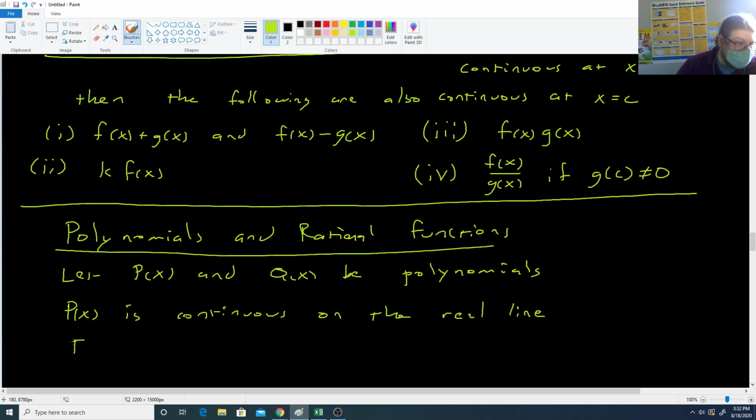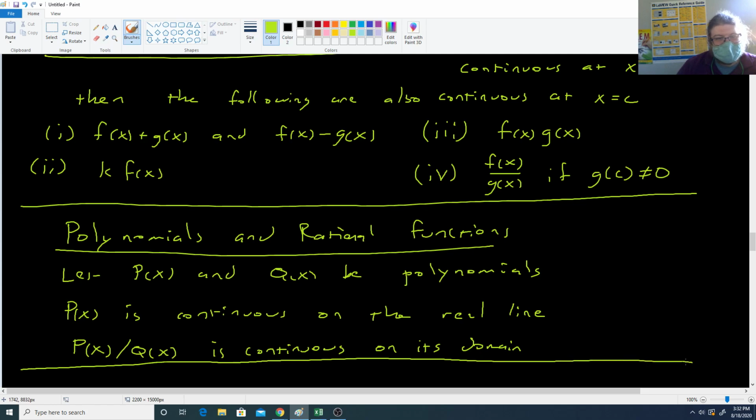And we get p of x divided by q of x. So polynomial divided by another polynomial. That's what we consider a rational function. This is continuous on its domain. That basically means its domain is all numbers where you don't get division by 0. So as long as division by 0 isn't happening, then p of x over q of x, polynomial divided by polynomial, which is a rational function, is also continuous.